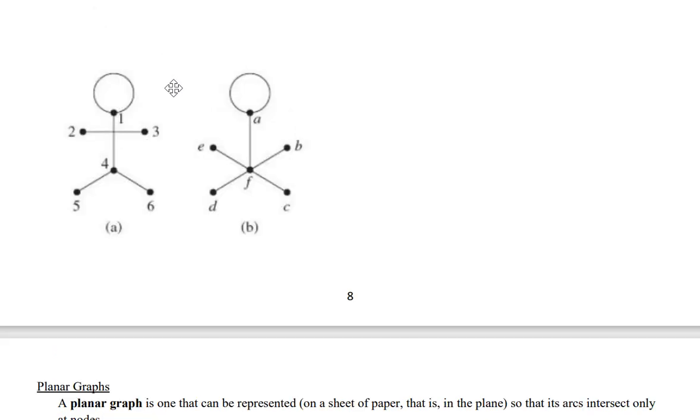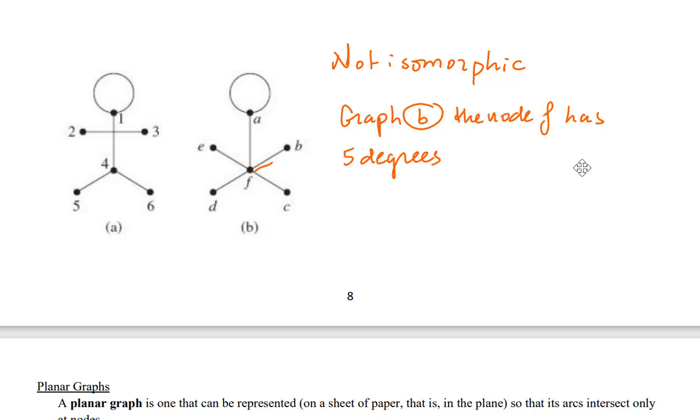Let's look at this example here. So take a moment and think about it. As we see, these two graphs are not isomorphic, and we have to say why. Because in graph B, the node F has degree 5, 1, 2, 3, 4, 5, while no node in graph A has degree 5. So therefore they are not isomorphic. And this is how we know if two graphs are isomorphic or not. I hope this is helpful.